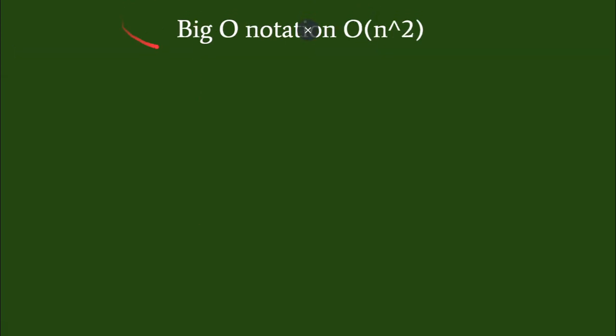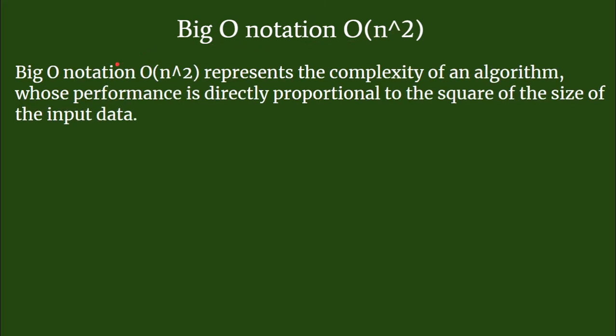Now we'll see the next example using the big O notation of order of n square. Big O of n square represents the complexity of the algorithm whose performance is directly proportional to the square of the size of the input data. So suppose the input data value is 3 and its square is 9. So now this big O notation represents 9 as the complexity of the algorithm, which is directly proportional to the square of the size of the input data.